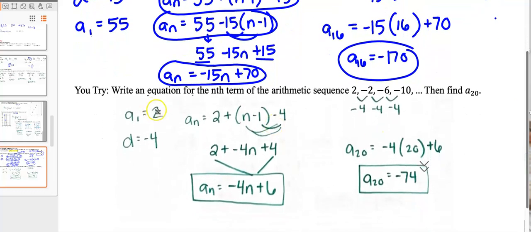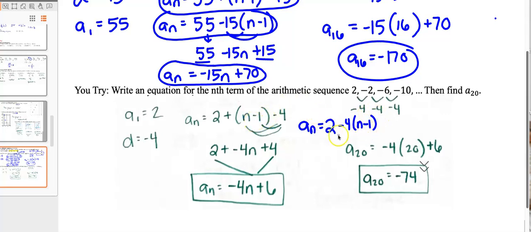So your first term, a sub 1, was 2. Your common difference was subtracting 4. So when I write my equation, I would have a sub n equals 2 plus n minus 1, now that's being times by a -4. So again, if you wanted to write it backwards, you could have written a sub n equals 2 minus 4 times n minus 1. Again, they're both the same.